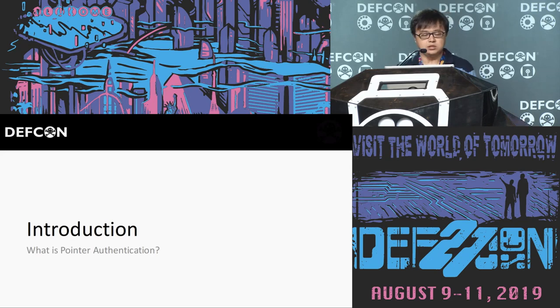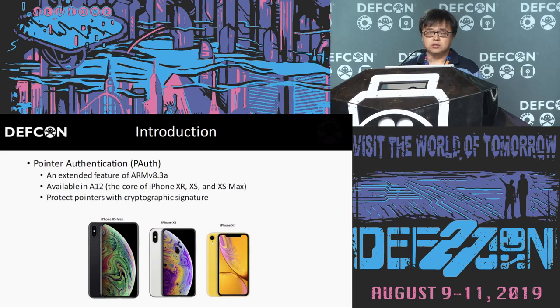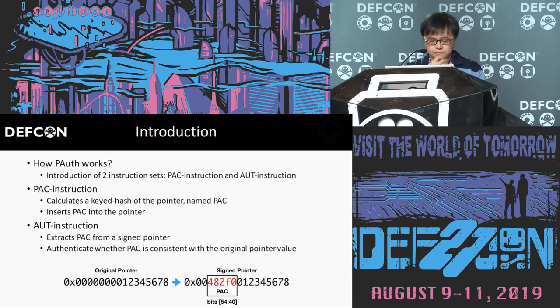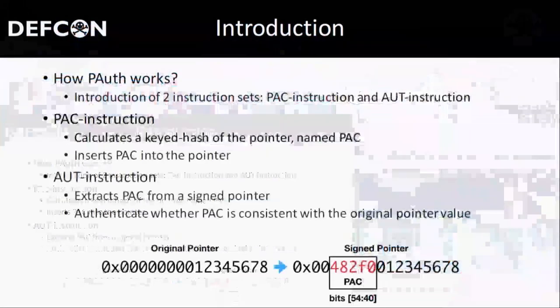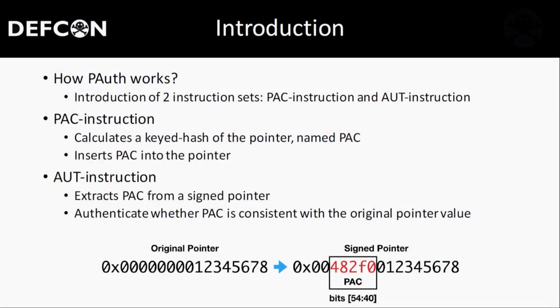So what is pointer authentication? Pointer authentication is an extended feature of ARM. It is available in A12, which is the core of iPhone XR, XS, and XS Max. It protects pointers with cryptographic signatures. How does it work? It works by the introduction of two instruction sets, which are called PAC instructions and AUT instructions.